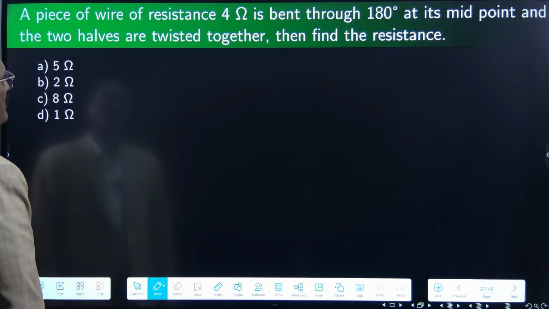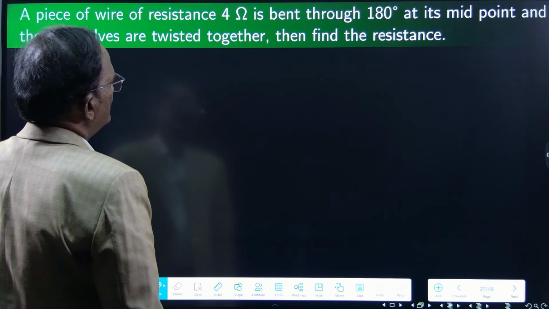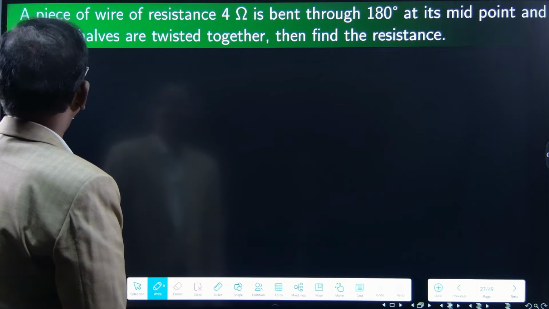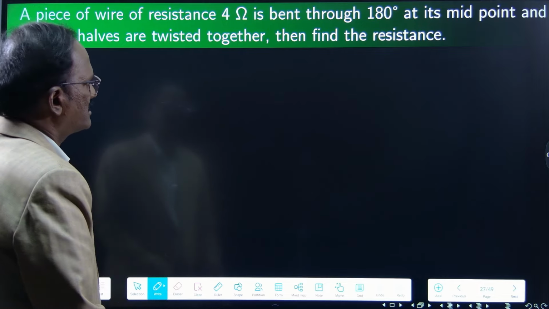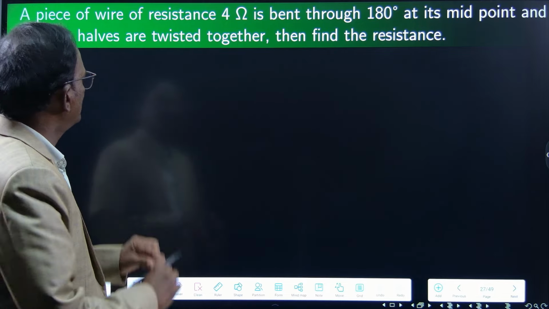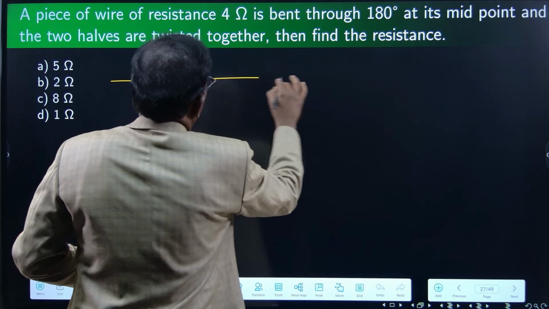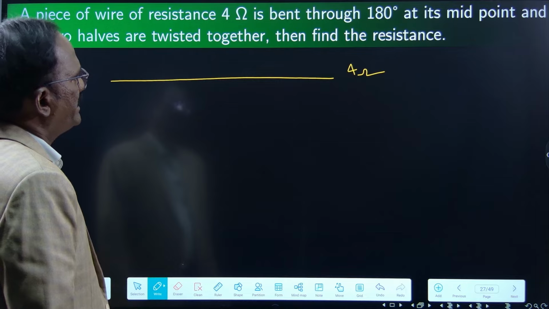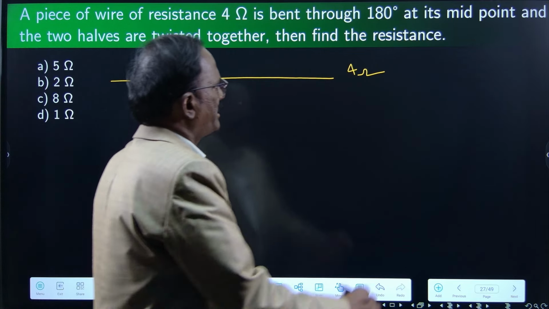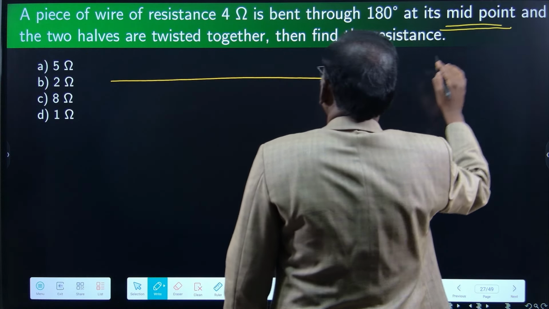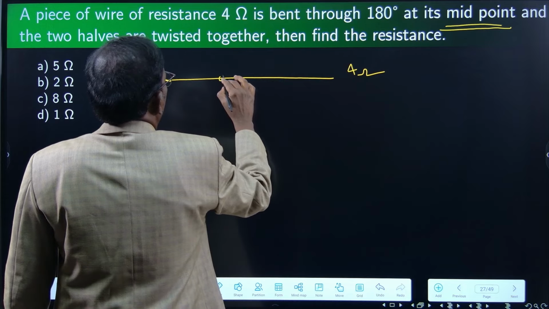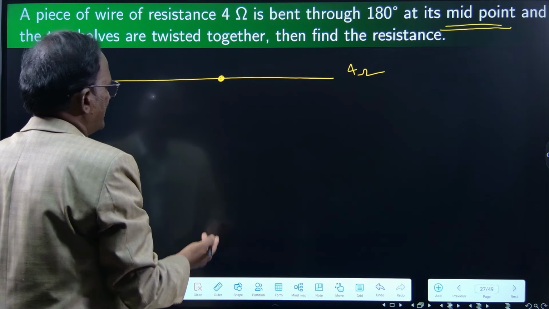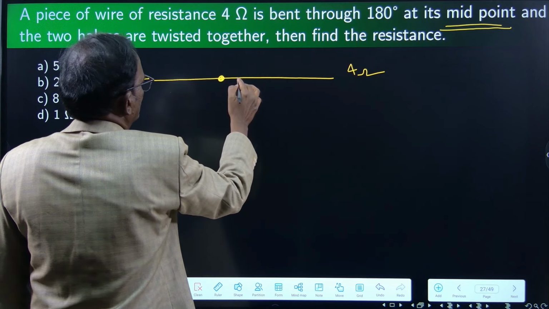A piece of wire of resistance 4 ohms is bent through 180 degree at its midpoint and the two halves are twisted together, then find the resistance. A piece of wire, its total value is 4 ohms. It is bent through 180 degree at its midpoint. So at midpoint means here is bent through 180 degree. It is bent.